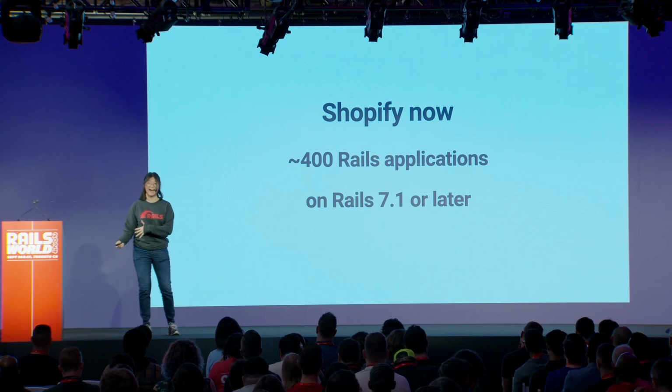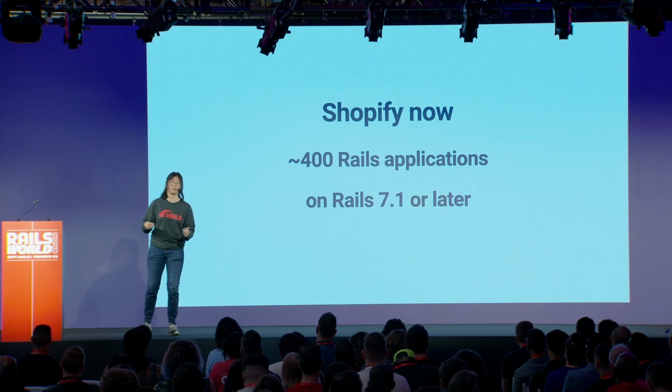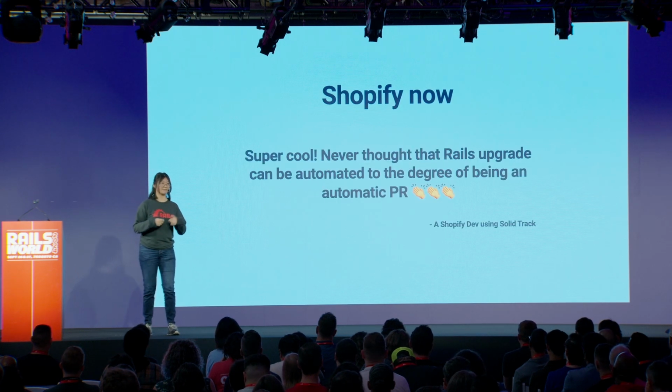So with the upgrade calendar, the Rails upgrade gem, and Solid Track, we now have 400 Rails applications, 100 less than what we had before, and they are all on 7.1 or later. And developers are grateful that Rails upgrades are simplified. So to recap, we have gone over the Rails upgrade process and why they are important, some fun things to look forward to fixing when upgrading your app to the latest version, and how Shopify upgrades at scale that you may want to take back to your company.